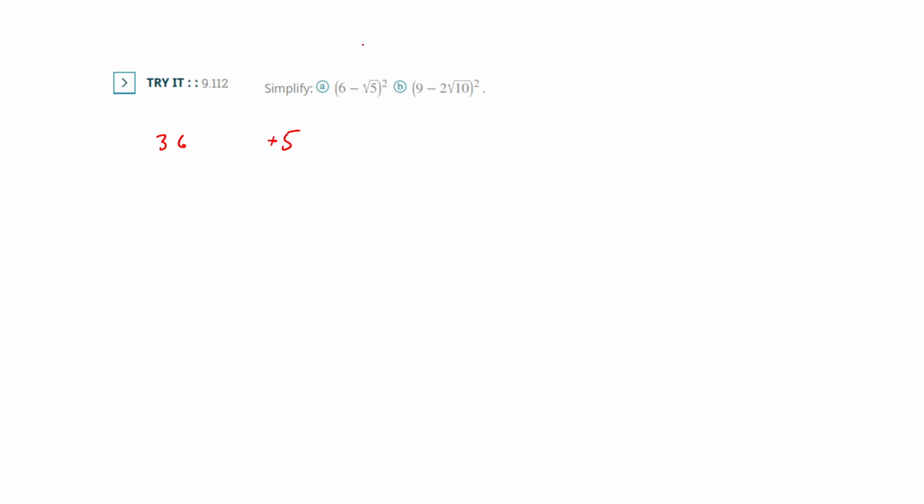Now the middle here would be 6 square root of 5. We want 2 of them. So I'm going to make that, the sign matters. It'd be negative 6 square root of 5, so negative 12 square root of 5. Combine any like terms, I get 41 minus 12 square root of 5.